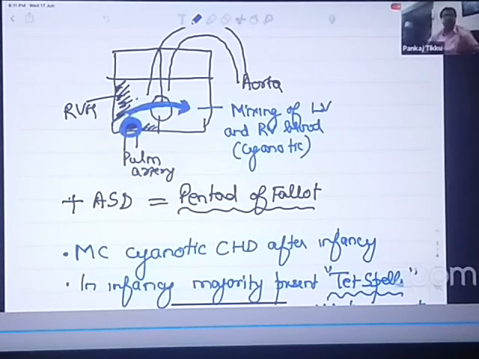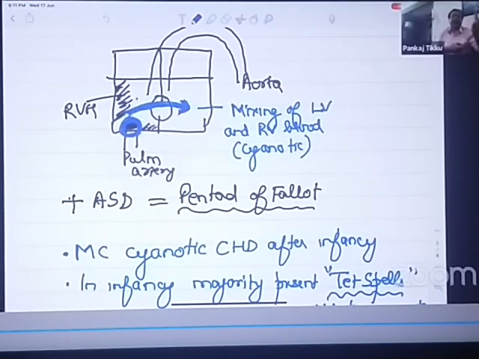What is the cause of TET spells? The cause of TET spells is that the pulmonary artery, which is arising from the right ventricle, has suddenly closed, so there is shunting of blood from the right side of the heart to the left side of the heart through the ventricular septal defect. You can see in the picture, the blue arrow.